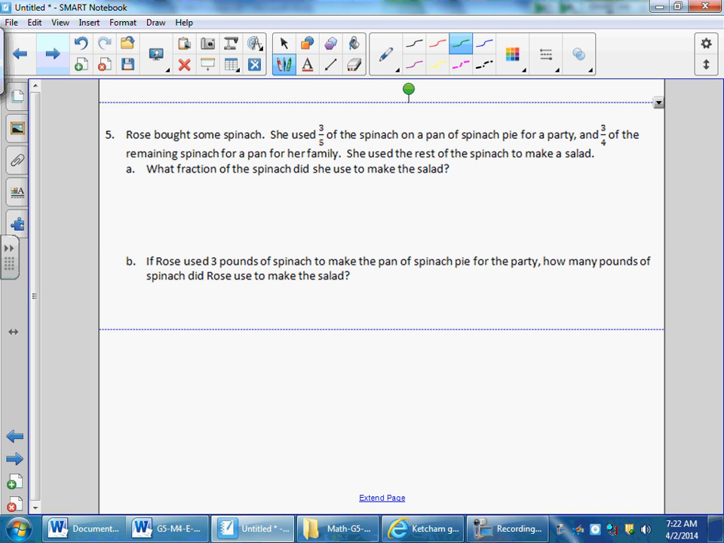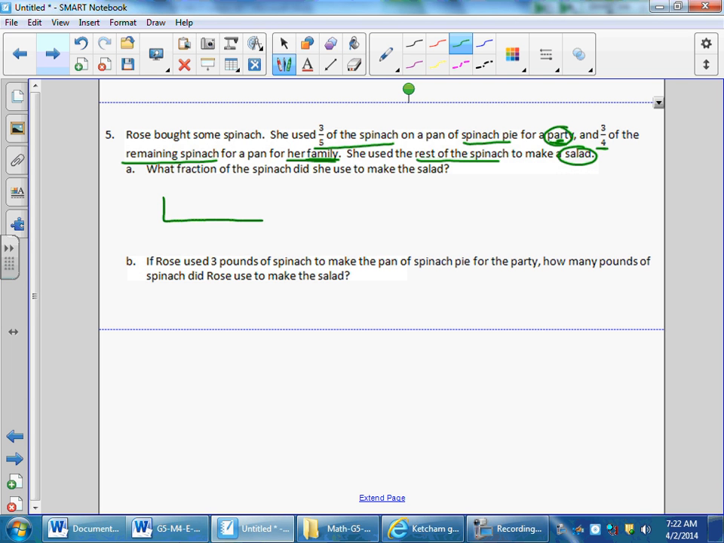Lastly, Rose bought some spinach. She used 3/5 of the spinach on a pan of spinach pie for a party, and 3/4 of the remaining spinach on a pan for her family. So I'll have some for a party, some for her family, and then she used the rest to make a salad. Okay, let's sit here now.